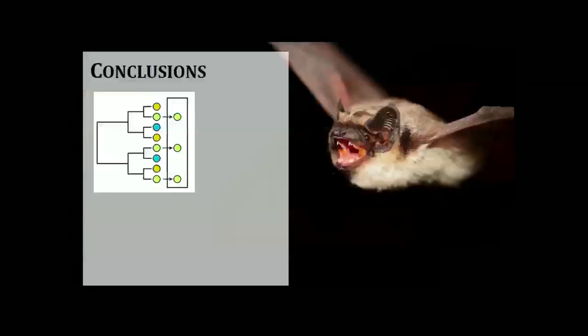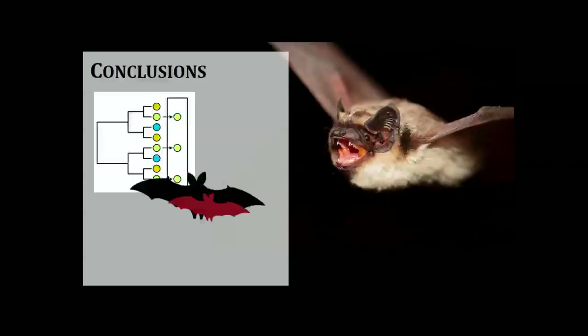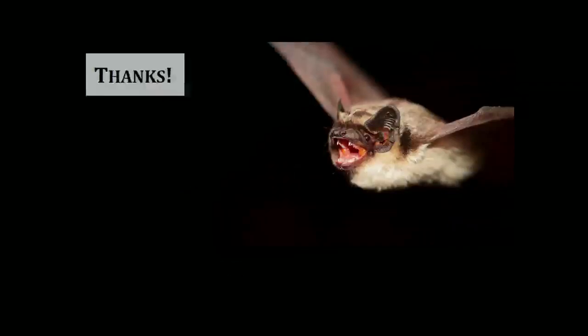So to conclude, we find strong evidence that a filtering on specific traits, namely echolocation ability, wingspan and wing loading, caused the contrasting pattern of bat functional and phylogenetic diversity along the gradient of vegetation density. Thanks.